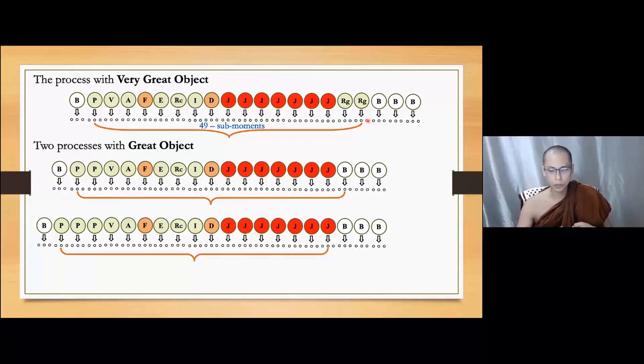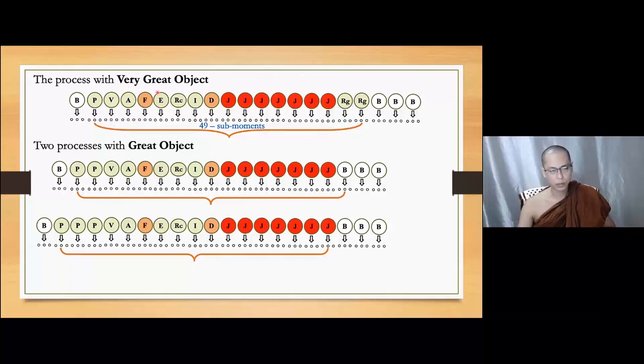The object disappears at the moment of the second registration. That's why the bhavanga continues. In this way, we can understand the lifespan of materiality and the lifespan of mentalities, and when they start to arise, we can classify the types of the objects.